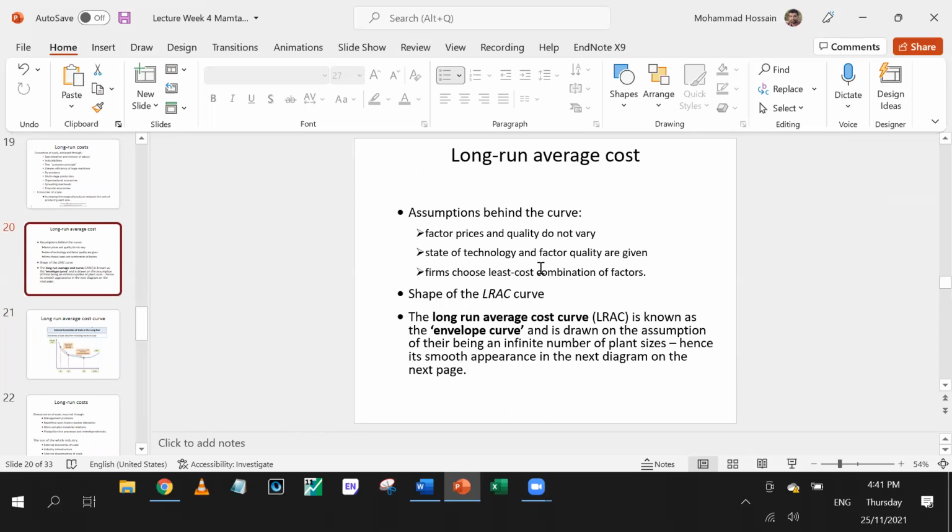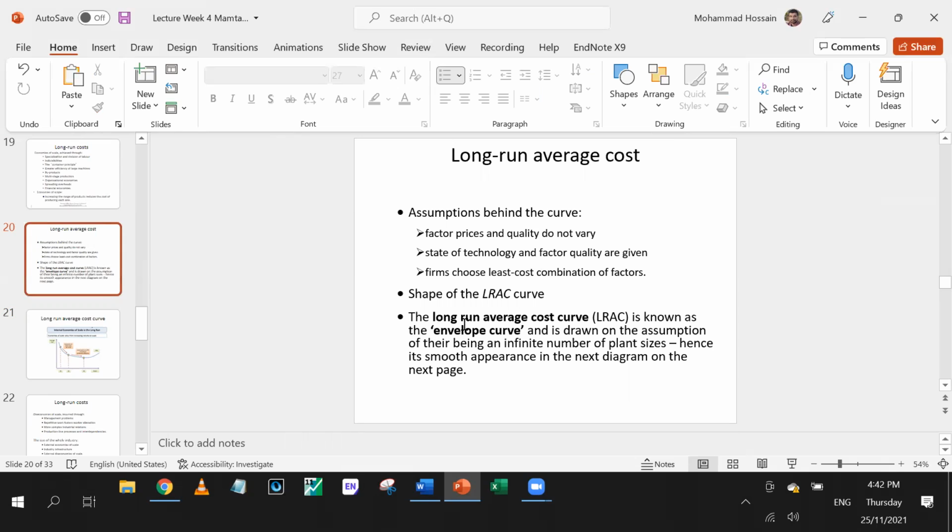Factor prices and quality do not vary. Quality is not changing, fine; we're not working on quality at this stage. State of technology and factor quality are given, so technology remains the same. Firms choose the least cost combination of factors, so the firm will choose the combination with the minimum cost. These are the assumptions of the long run average cost curve.